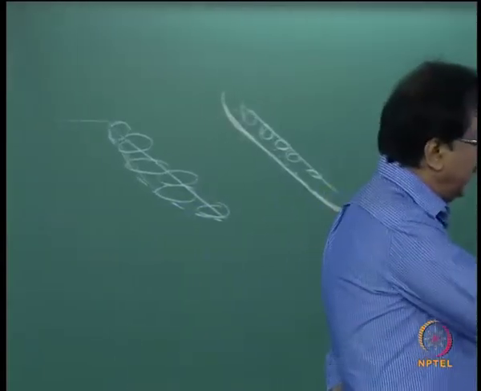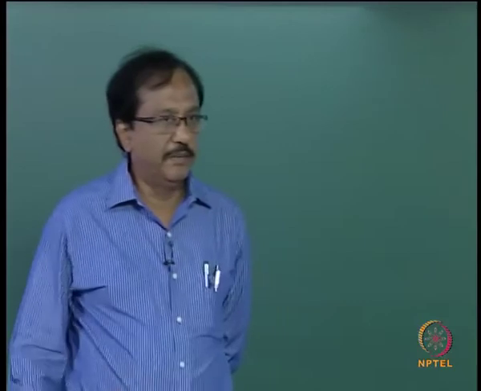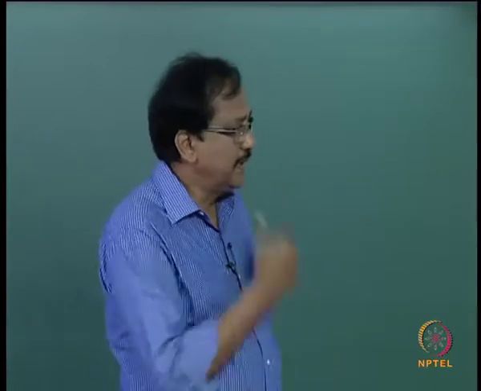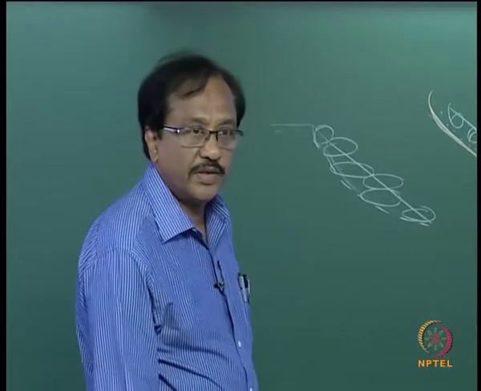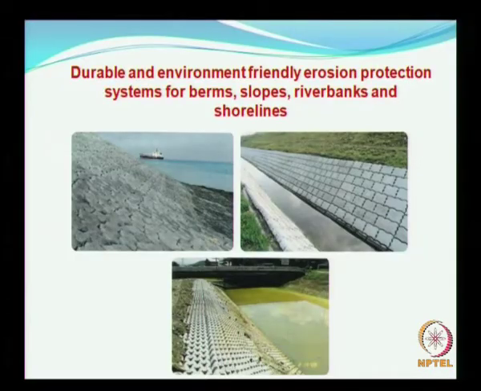Now in this area, geotextiles have found wide application, because geotextile membranes, which were mostly adopted for highways, are now very widely used for protecting banks, as well as in the case of sea walls, etc. Is that okay? These are typical durable and environmentally friendly coastal erosion protection systems for berms, slopes, river banks, as well as for shoreline. The top one is shown for a shoreline.